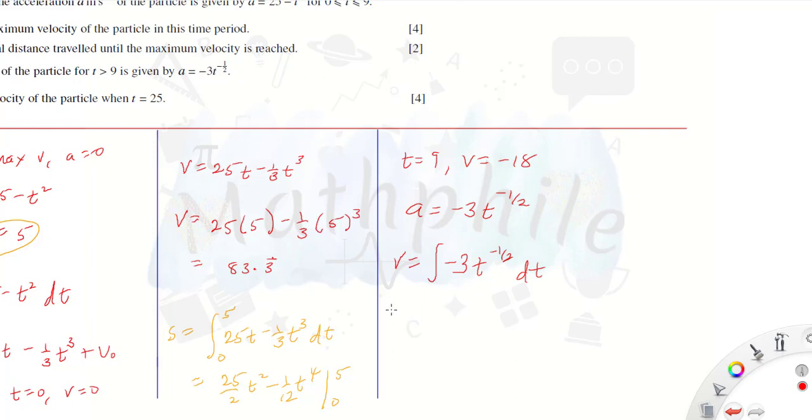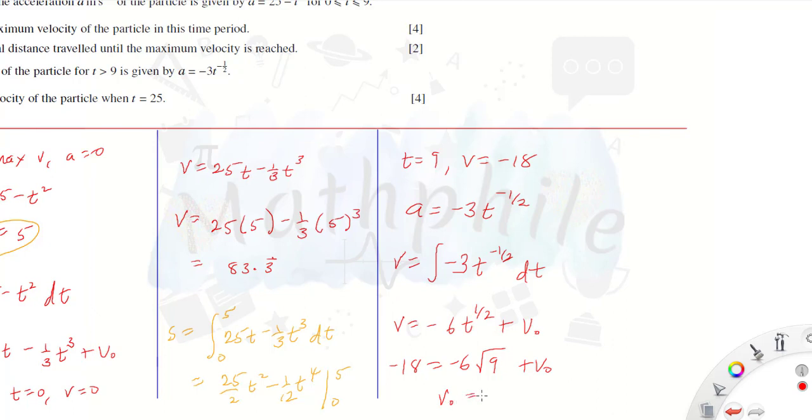So that's negative 6t raised to the power 1 over 2, plus a constant of integration, v naught. Now this is where we're going to use the linking values. When t was equal to 9, velocity was equal to negative 18. So I can substitute those values: negative 18 equals negative 6 times the square root of 9 plus v naught. And this should give you the constant of integration.